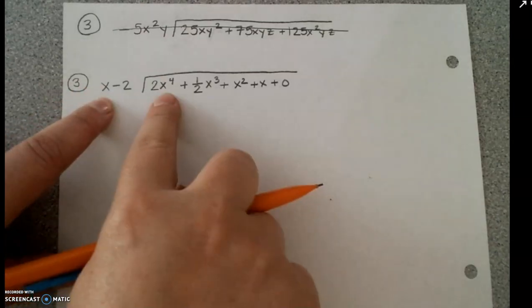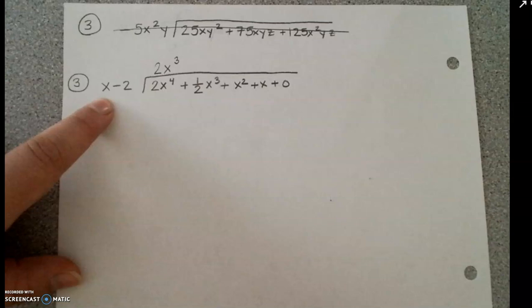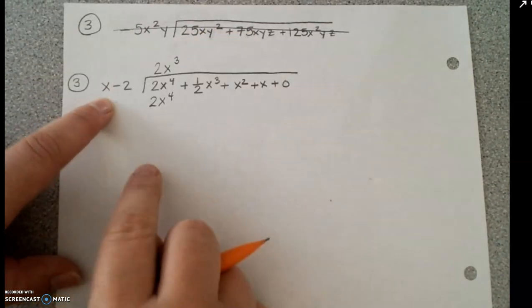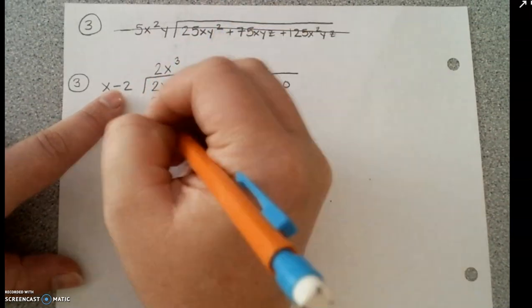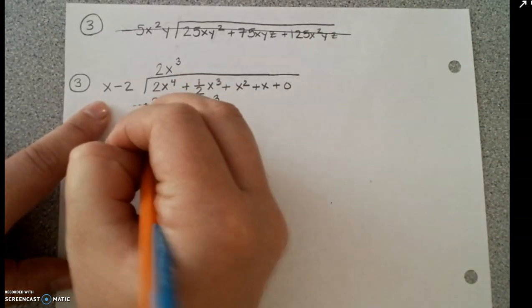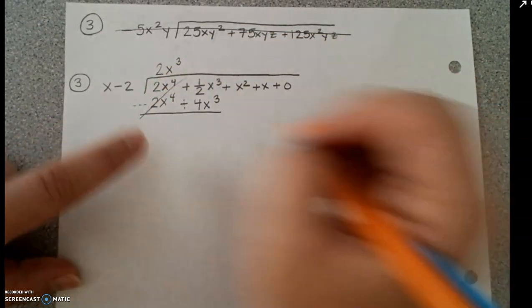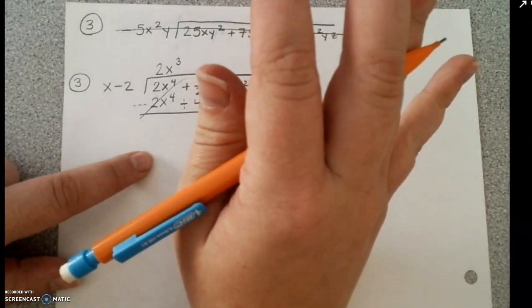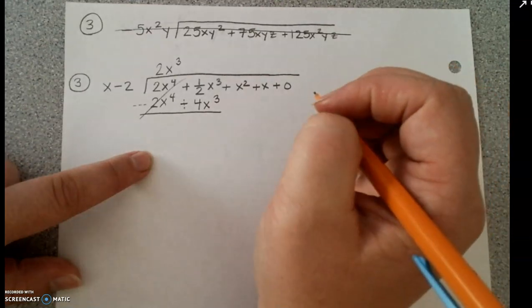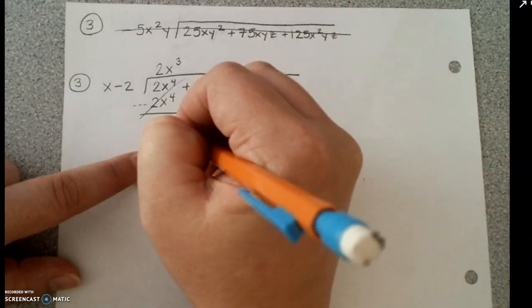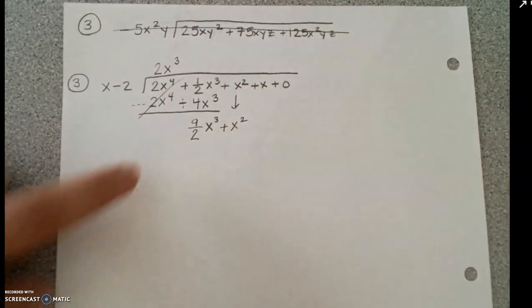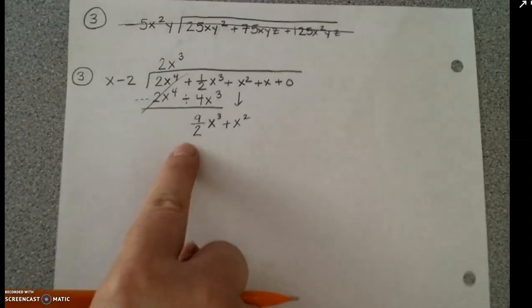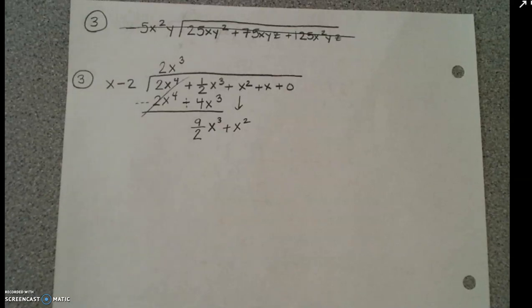So to go from x to 2x to the fourth, I need 2x cubed. That gives me 2x to the fourth. And negative 2 times 2x cubed is negative 4x cubed. Subtract. That's going to give me, I'm going to keep it in improper form, 9/2 x cubed, bring down my x squared. The reason I'm keeping it like this is because improper, I can at least pop in my calculator in a minute if I need to.